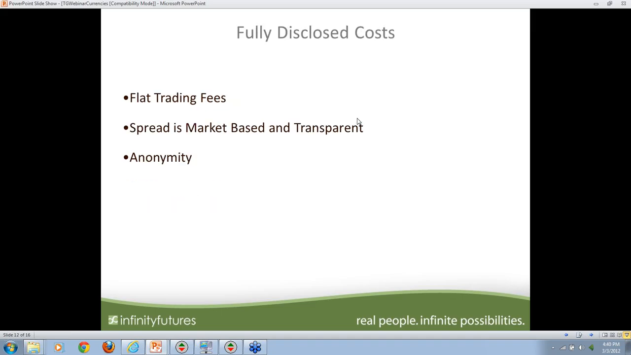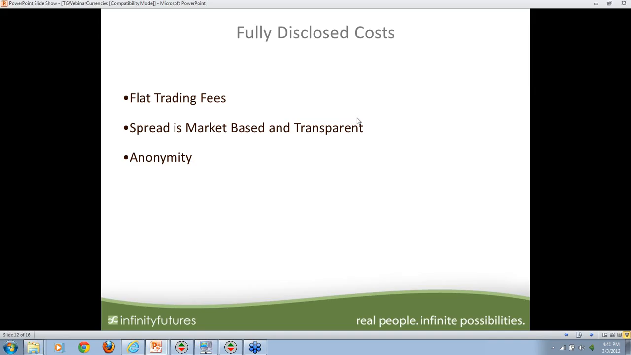Next, fully disclosed costs. You have a flat trading fee. One of the things with Forex, as we mentioned, is that there is a spread, and that spread can end up widening out quite a bit, especially in terms of illiquidity. That's not really something you have to be concerned about in futures, just because there is ample volume in these markets, especially the majors, that it really doesn't become much of an issue.